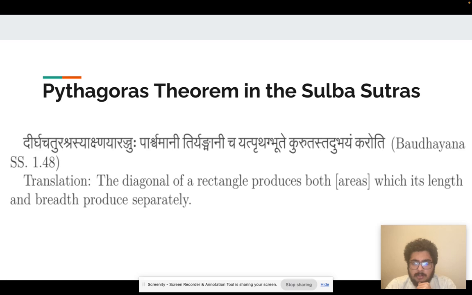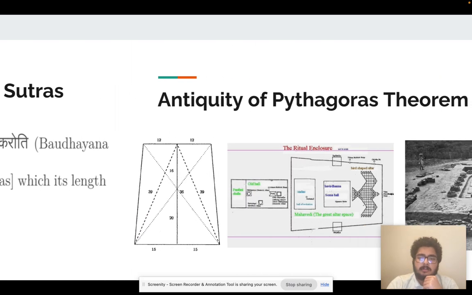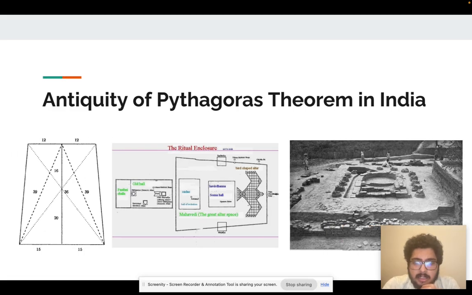So we will go to the proof. Before that, we will discuss another important area, that is the antiquity of the Pythagoras theorem in India. So was it known for the first time 3800 years before the present day, or was it known even before that time period, in the Vedic era, in the era of the Brahmanas and the Upanishads, etc.?